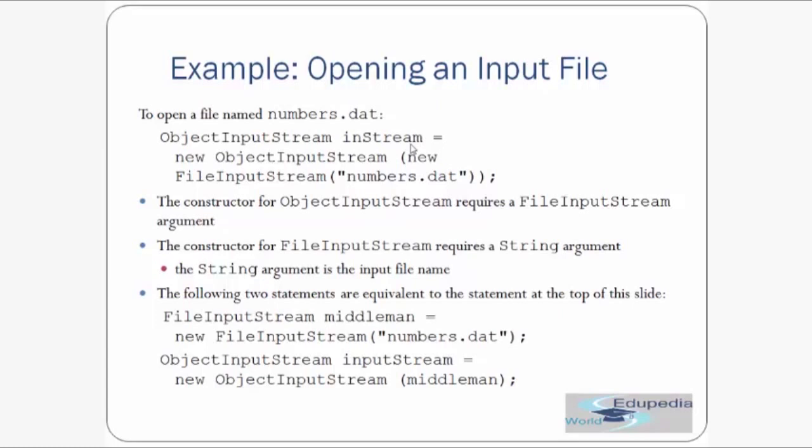We have created an object, middleman, equal to a file input stream, and then we are passing this middleman to the object of object input stream, which is the input stream. So the above line can exactly be written by the two statements which are these. So this was about opening an input file.